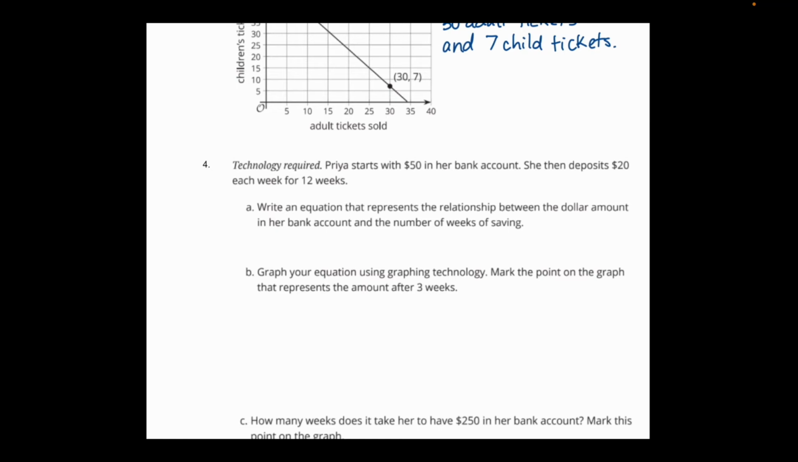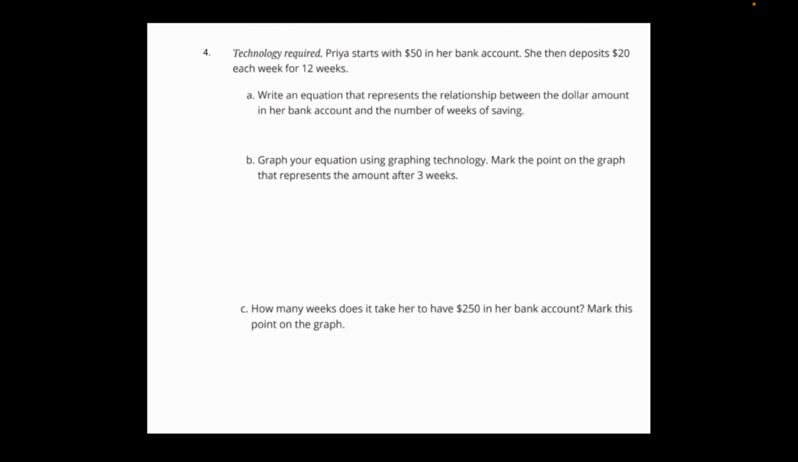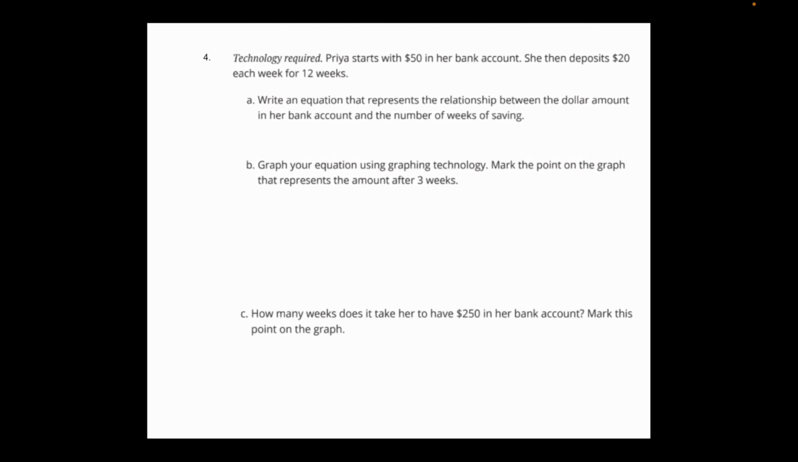So for this next question, it does say technology required. So I am going to switch back and forth between here and my Desmos graphing calculator. So Priya is starting with $50 in her bank account, and then she is depositing $20 each week for 12 weeks. Now, they want us to write an equation that represents the relationship between the dollar amount in her bank and the number of weeks that she's saving.